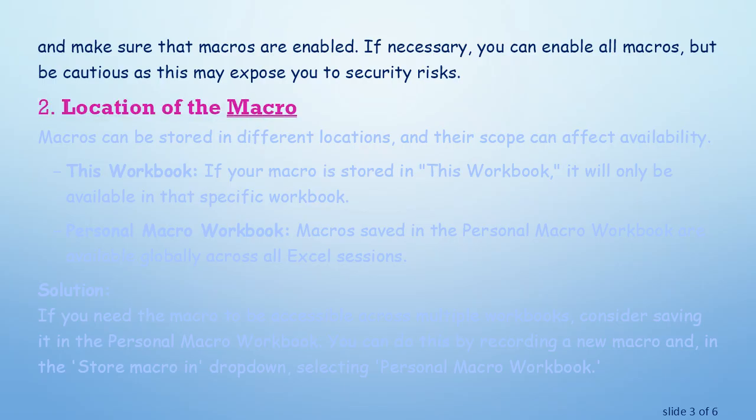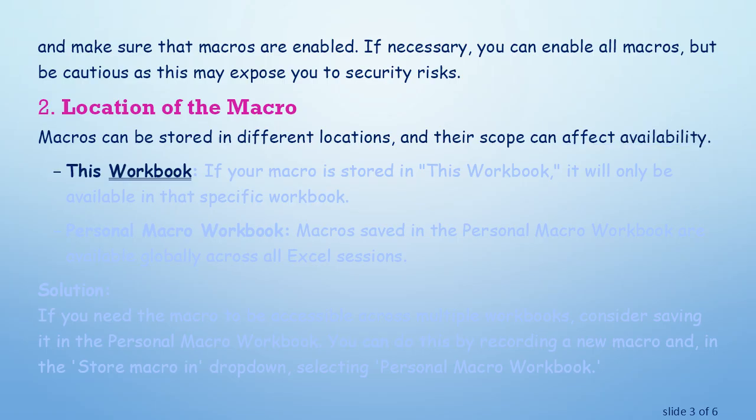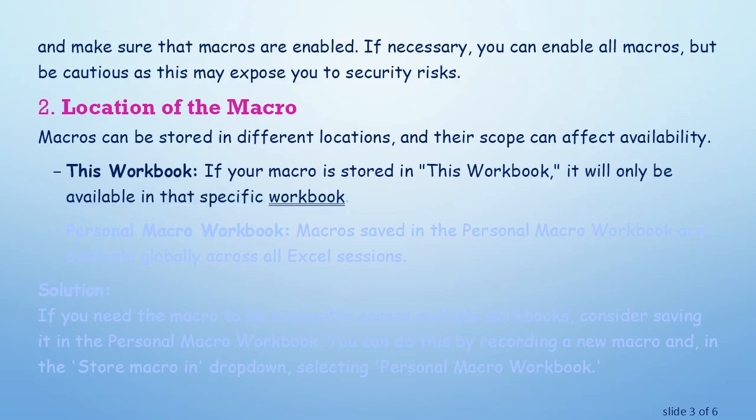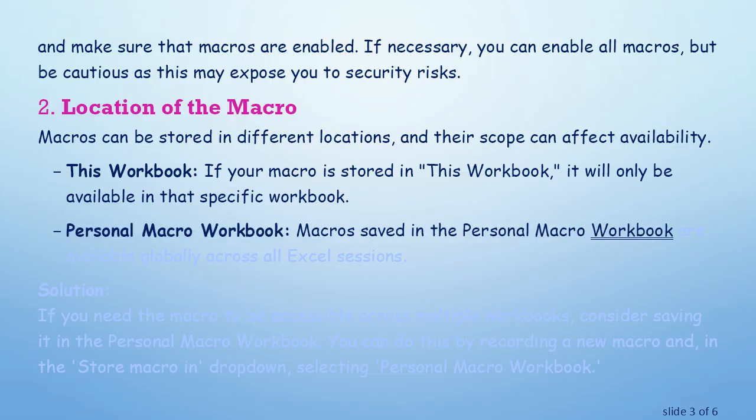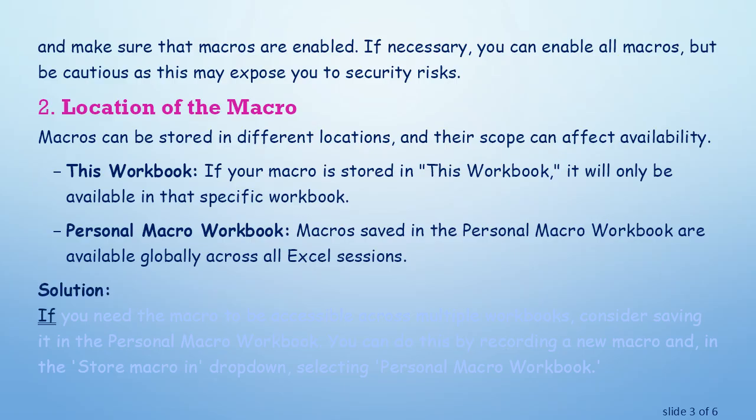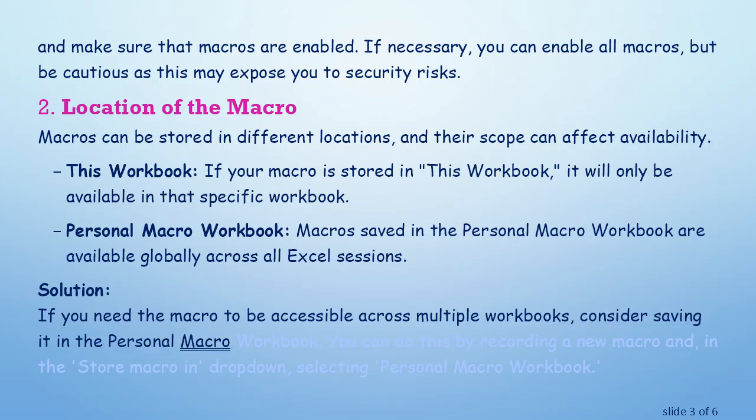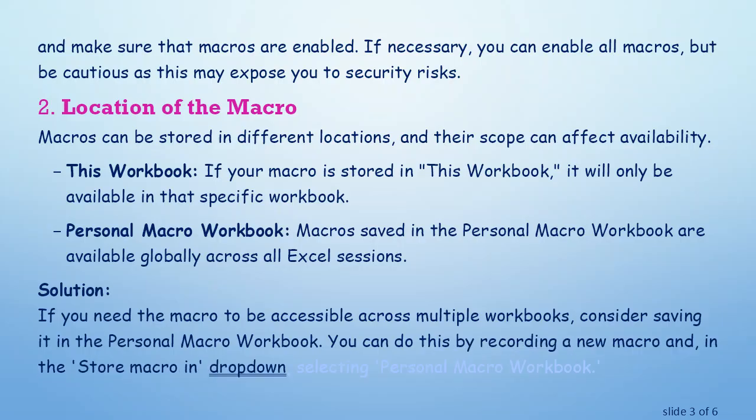2. Location of the macro. Macros can be stored in different locations, and their scope can affect availability. This Workbook: if your macro is stored in this workbook, it will only be available in that specific workbook. Personal Macro Workbook: macros saved in the Personal Macro Workbook are available globally across all Excel sessions. Solution: If you need the macro to be accessible across multiple workbooks, consider saving it in the Personal Macro Workbook. You can do this by recording a new macro and, in the Store Macro In dropdown, selecting Personal Macro Workbook.